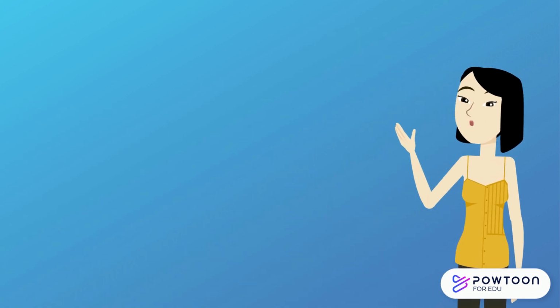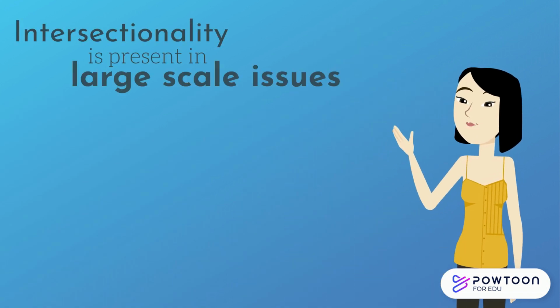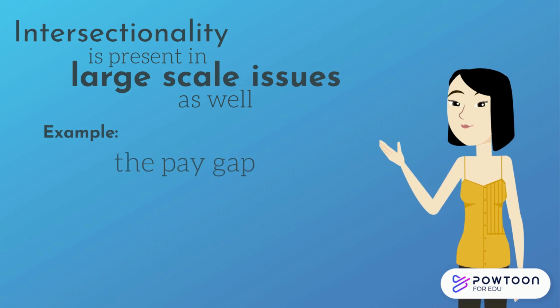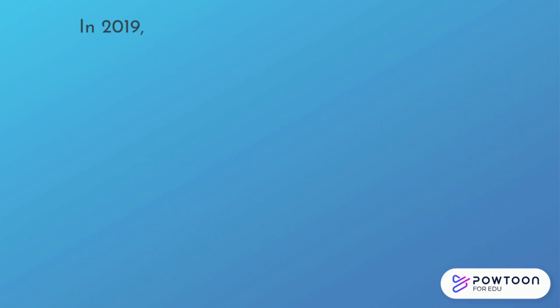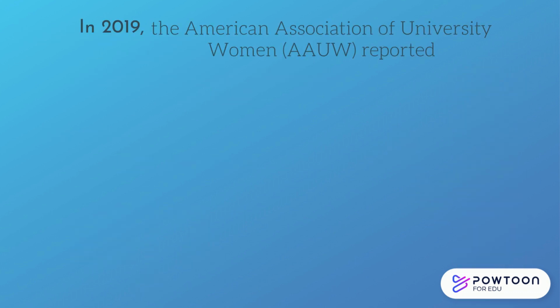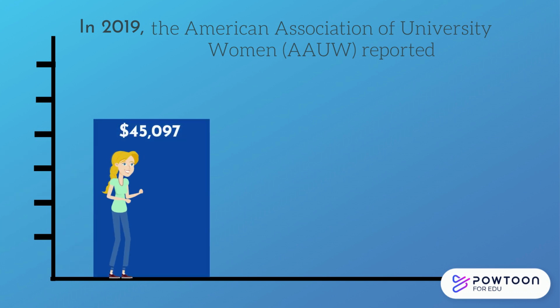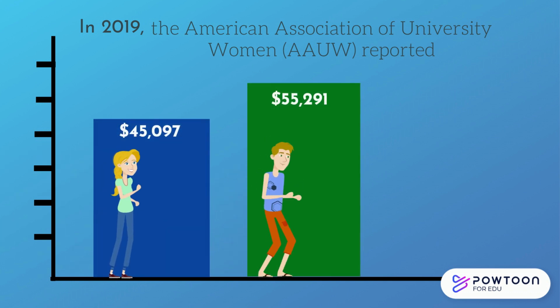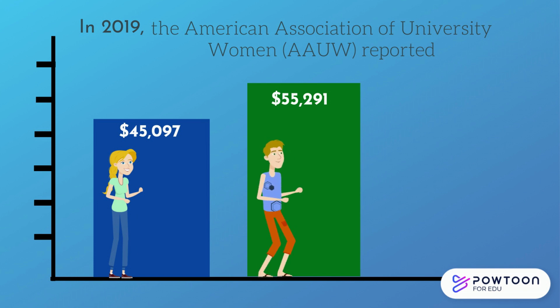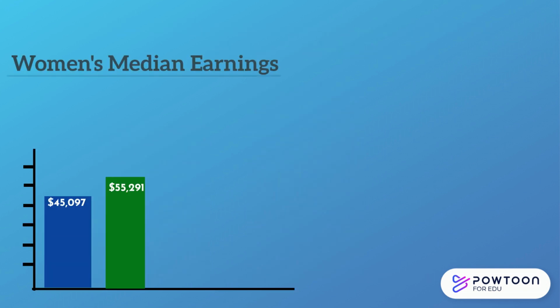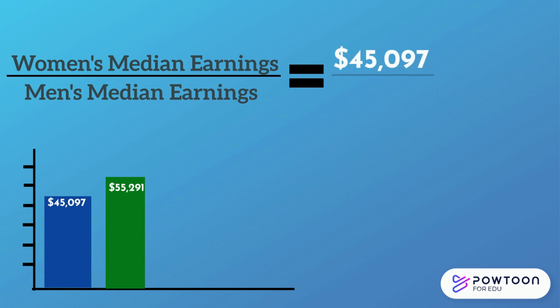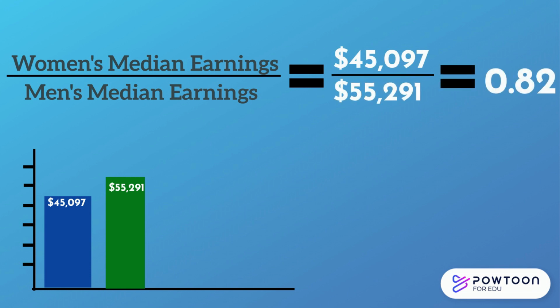It's also important to keep in mind that this is present in large-scale issues as well, like the pay gap. In 2019, the American Association of University Women reported that based on median earnings, on average, women earn about $45,000 a year, while on average men make about $55,000 a year. That means that on average, American women make about 82 cents for every dollar the American man makes.